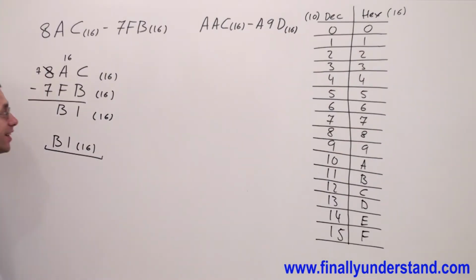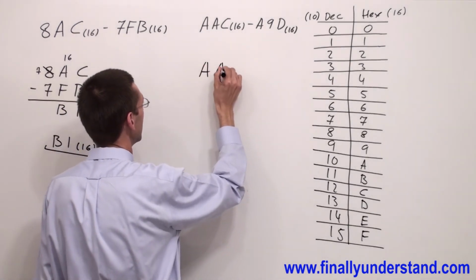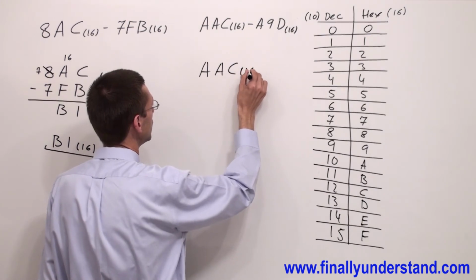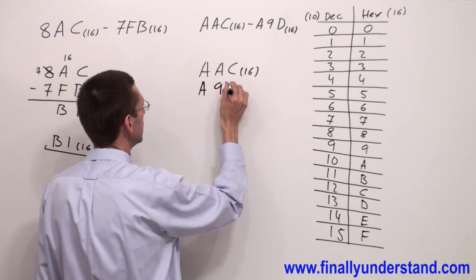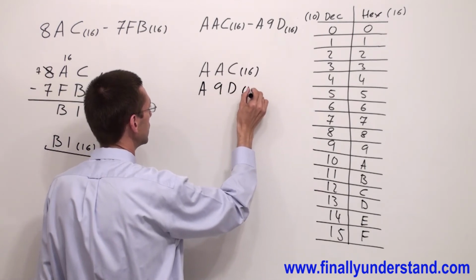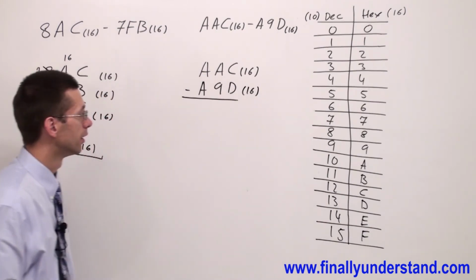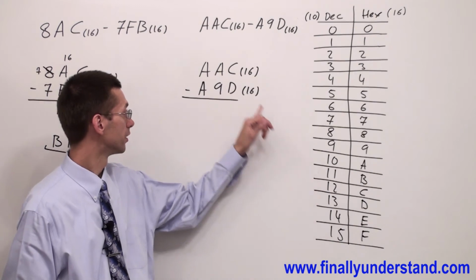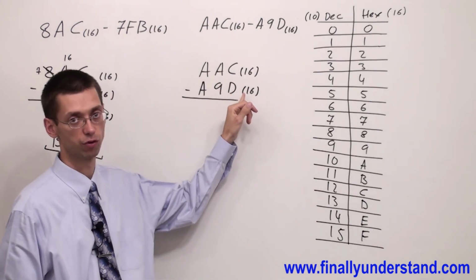Let's take a look at the next example. We have AC, base 16, and I have A9D, base 16. Subtract. D is 13. C is 12. I cannot subtract D from C.